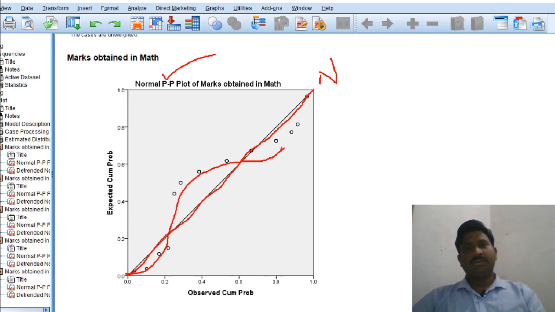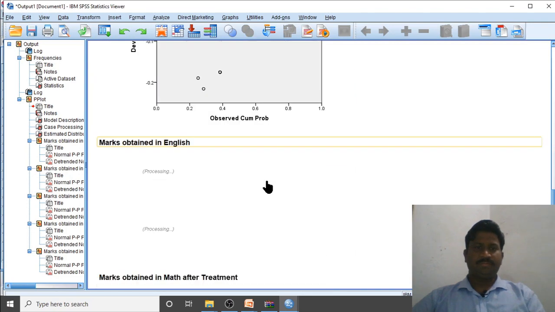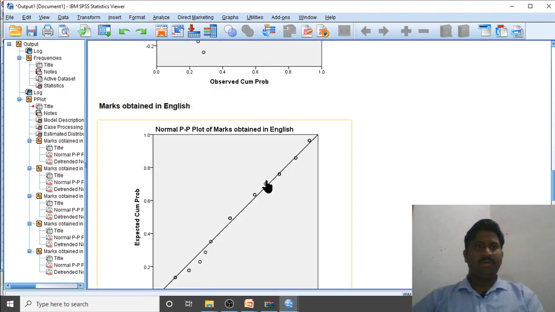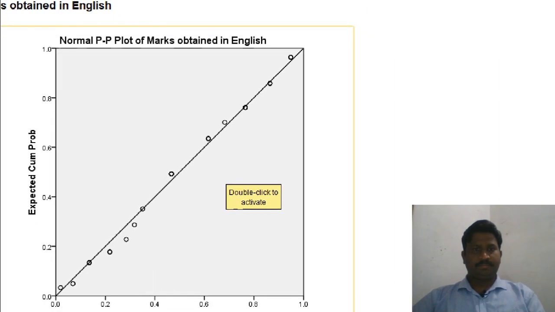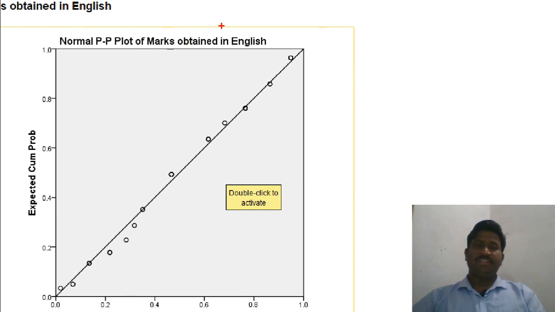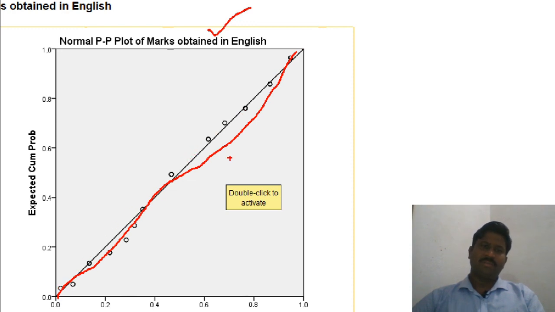So this is not normally distributed. Let us see another score. This is marks obtained in English. You can see more or less this is normal. Okay, the line is slightly not straight, but you can see most of the points are on the line. So it may be normal.